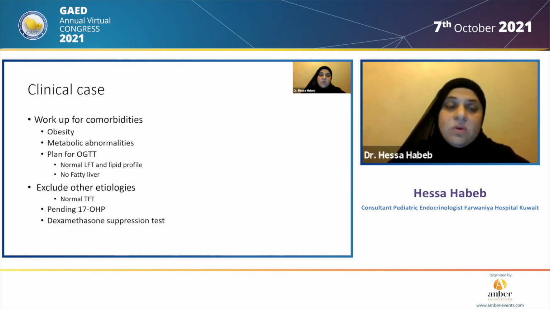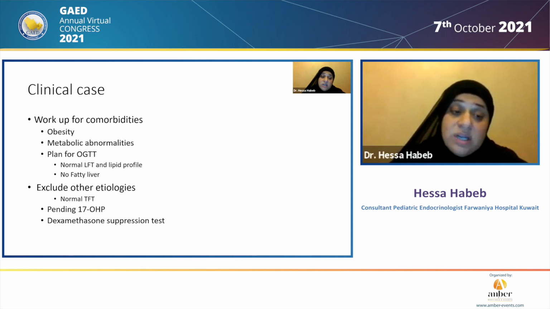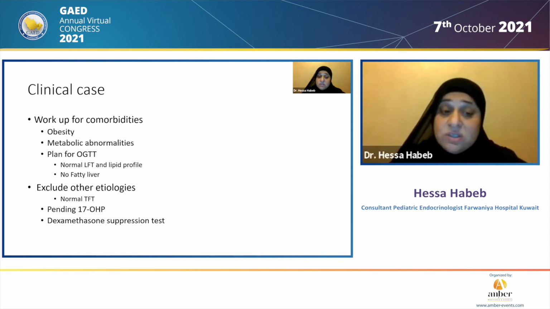I will close up with the case scenario that we started with. With Suha, since we haven't gotten all the results of the investigations, we need to work her up for comorbidities related to obesity, including all metabolic abnormalities. We need to plan for an OGTT when needed, and an ultrasound to rule out NASH. We need to exclude other etiologies. We still have her 17-OHP results pending, and we plan for a dexamethasone suppression test or an ACTH stimulation test if needed.